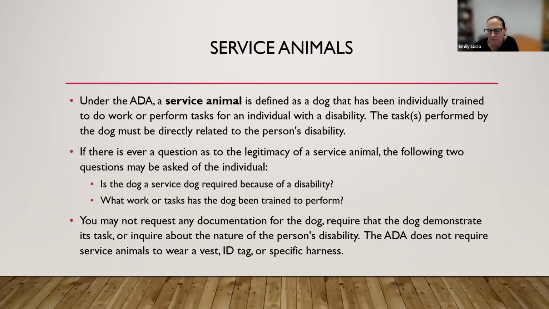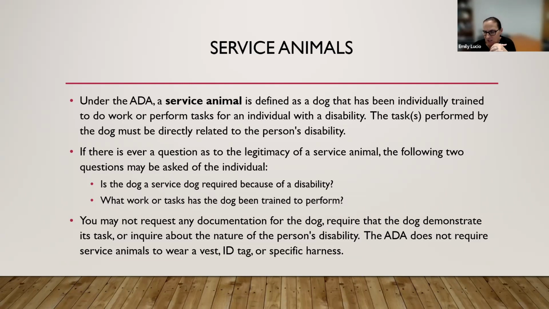So I mentioned in the beginning that I was going to talk about service animals and emotional support animals. I do want to just clarify the difference. Under the ADA, a service animal is defined as a dog that has been individually trained to do work or perform tasks for an individual with a disability. The tasks performed by the dog must be directly related to the person's disability.